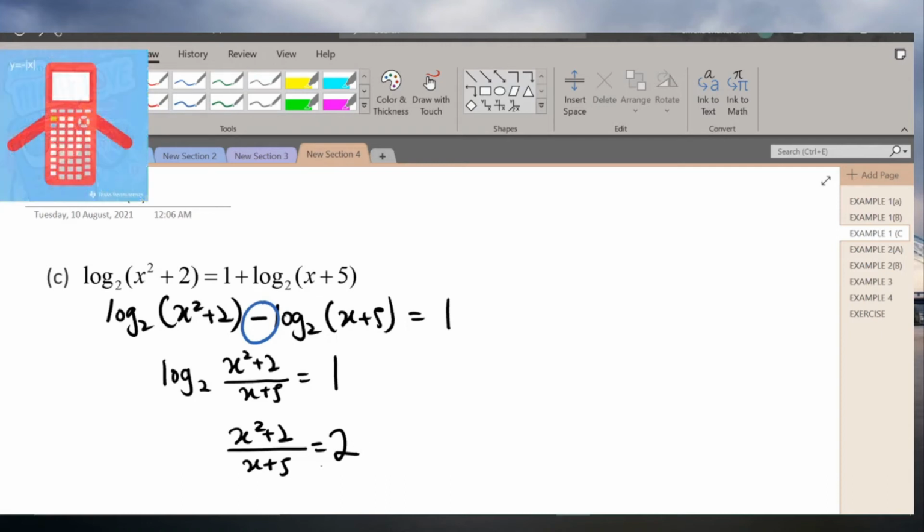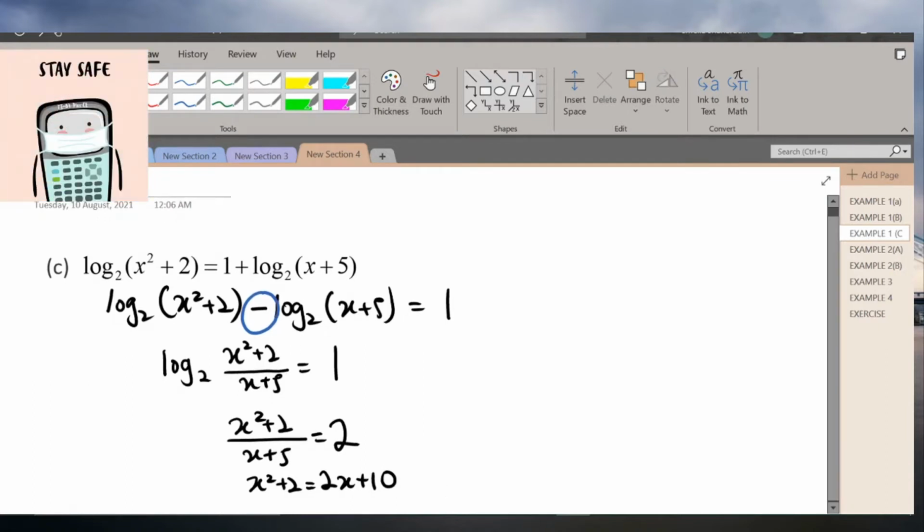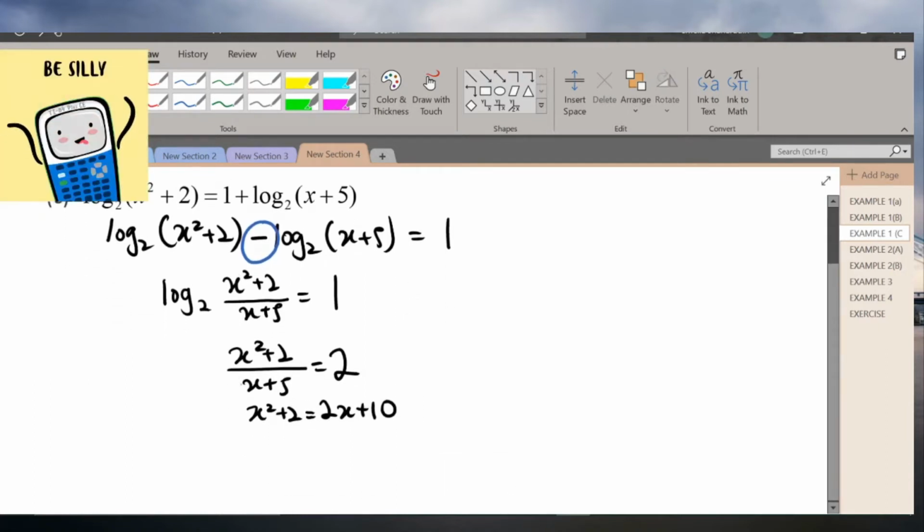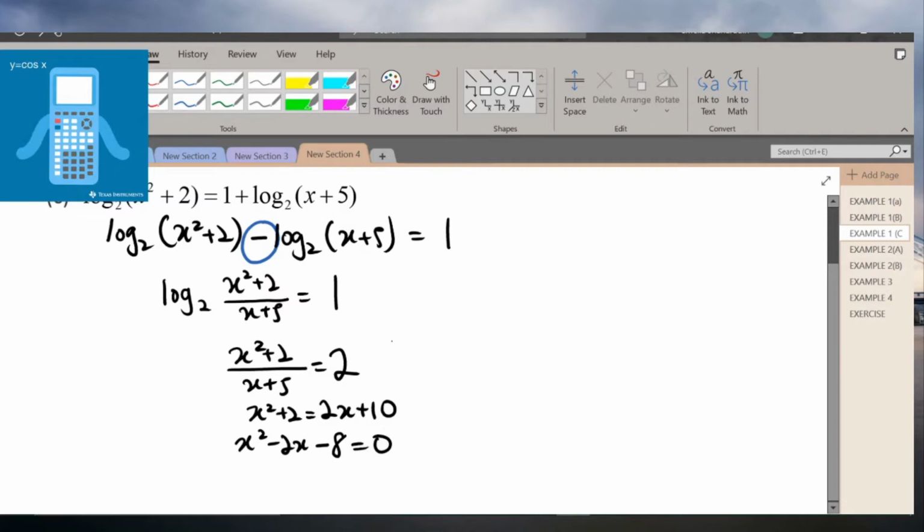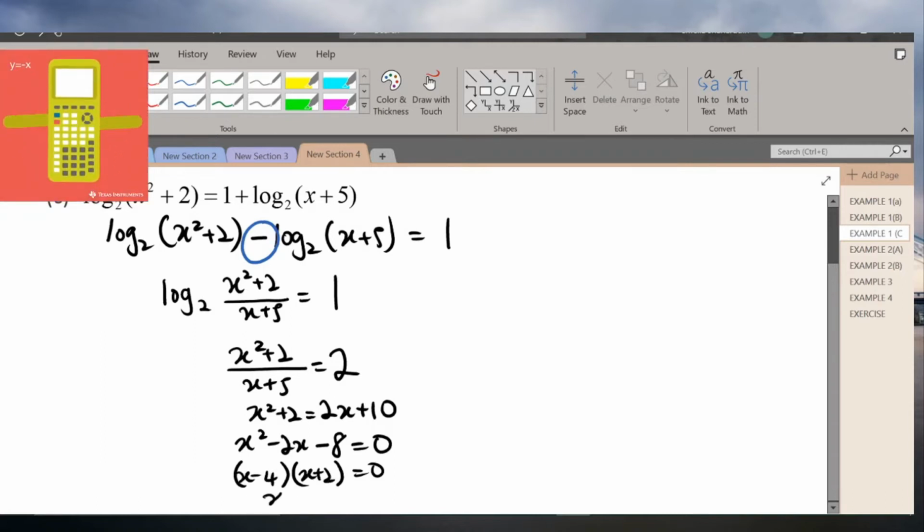Okay, now we can simplify this. We will get x squared plus 2 is equals to 2x plus 10. Rearrange everything. We will get x squared minus 2x minus 8 is equals to 0. Factorize. We will get (x minus 4)(x plus 2). So x is equals to negative 2 or x is equals to 4.